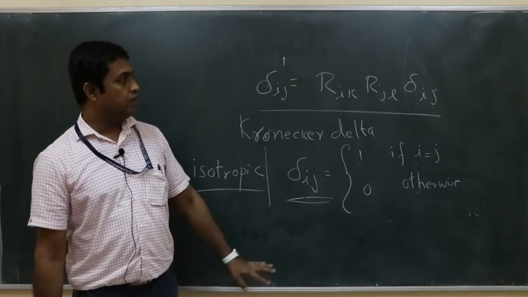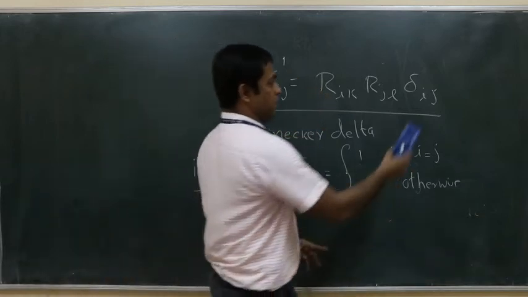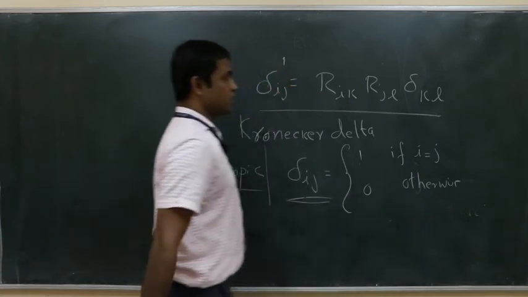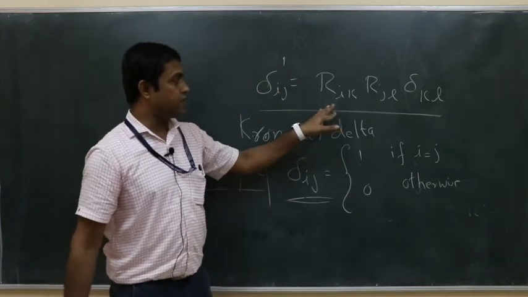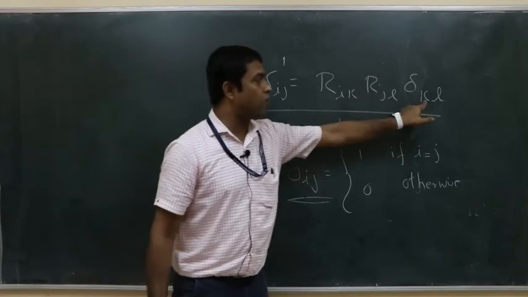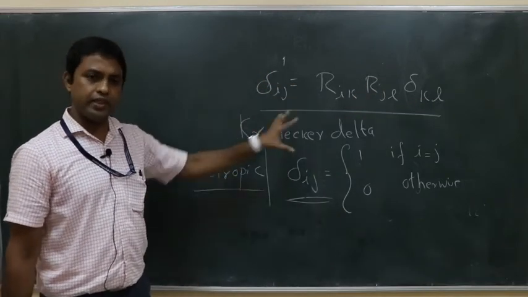Okay, is it correct? I have written delta KL. See, it should be KL, it should be K. So please go through this. Okay, so K and L are dummy, I and J are free. So what I have written is wrong. Okay, so it transforms like this. So it is a tensor of rank 4.